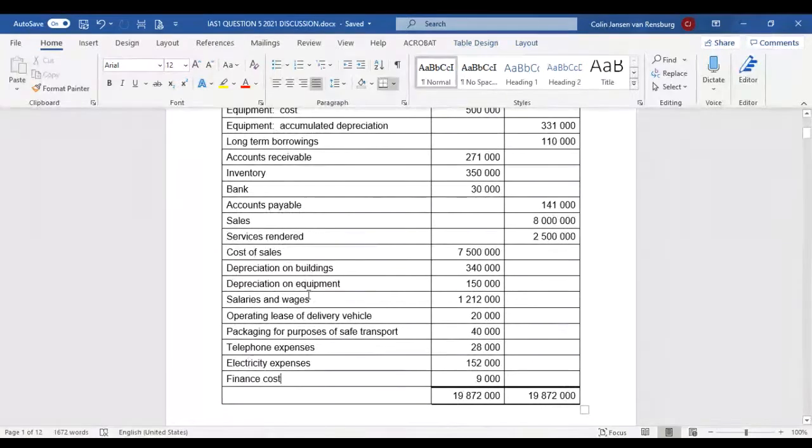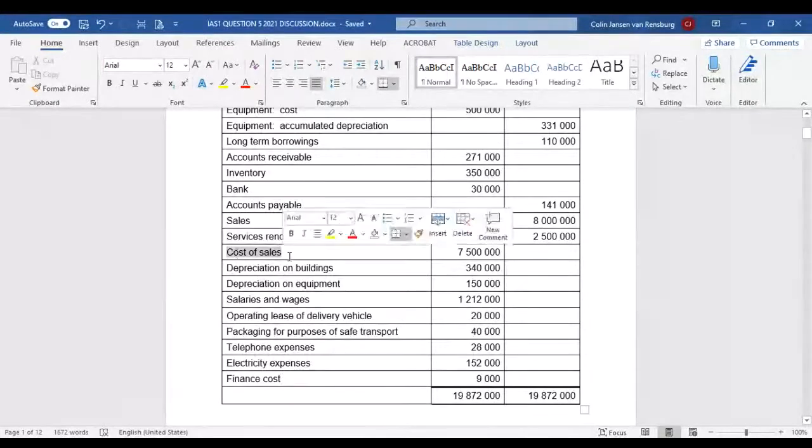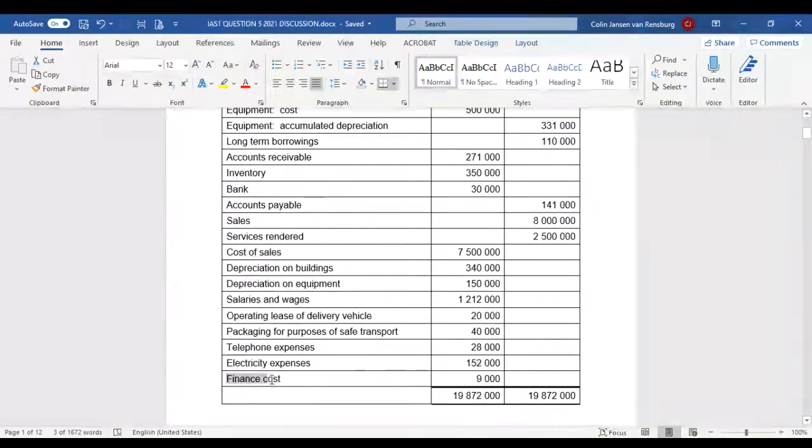Okay, ladies and gents, so now we have made sure that we have covered each and every expense, all those that are allowed to be allocated to a cost function. We have the exceptions being the cost of sales, which is already a cost function of its own, and the finance cost, which, as we've said, is not allowed to be allocated to a cost function. We have to show that whole 9,000 rands on the face of our statement of comprehensive income.